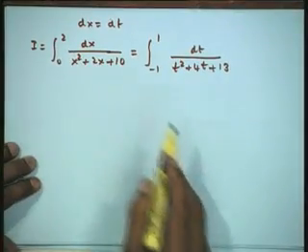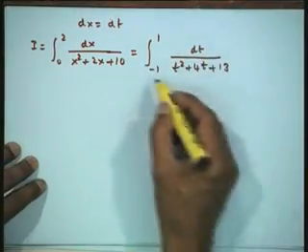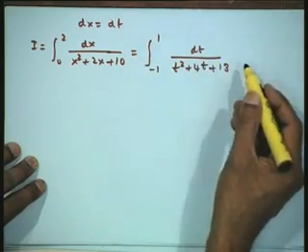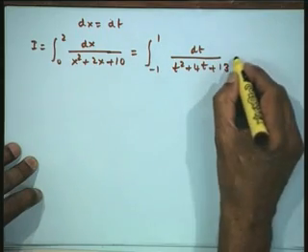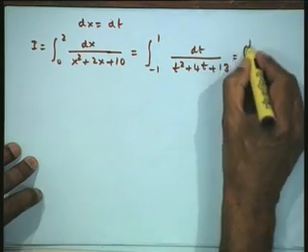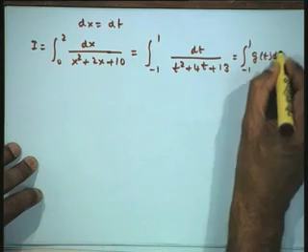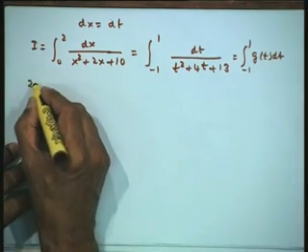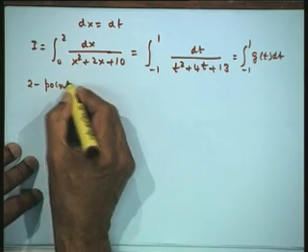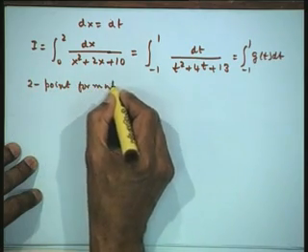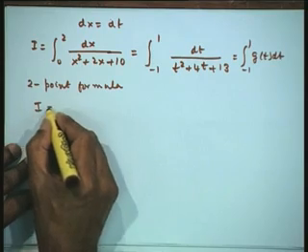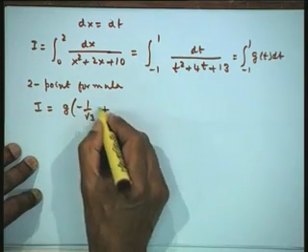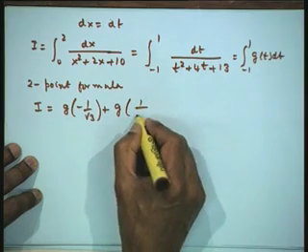Now, we shall apply our 2 and 3 point formulas on this integral, minus 1 to 1 f t dt, or let us call it g t. So, let us call this minus 1 to 1 g t dt. Now, let us use the 2 point formula. Therefore, the value of the integral I is equal to g of minus 1 by root 3 plus g of 1 upon root 3.